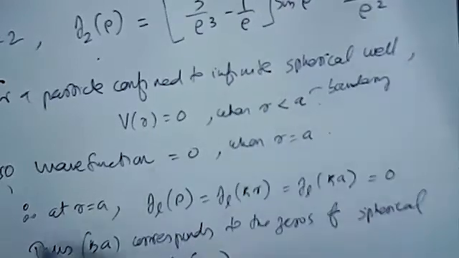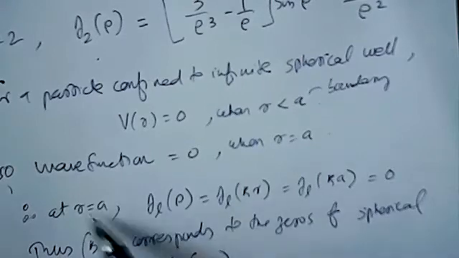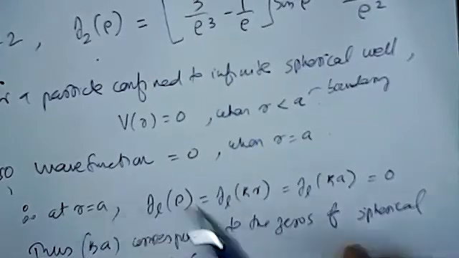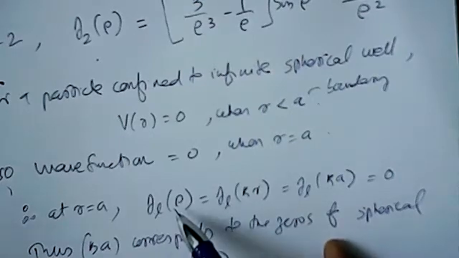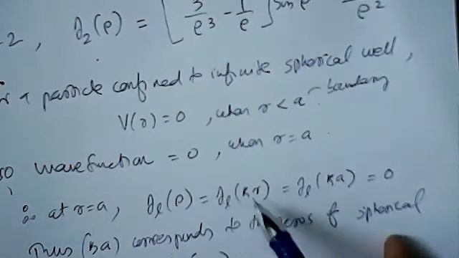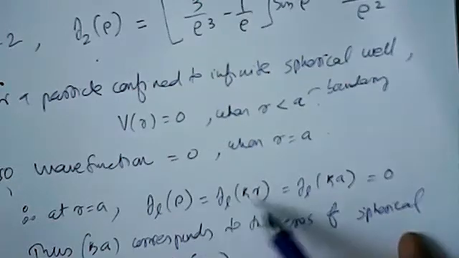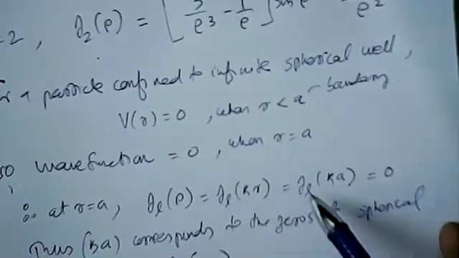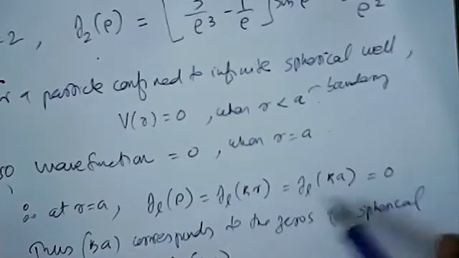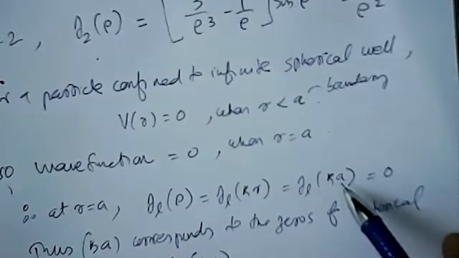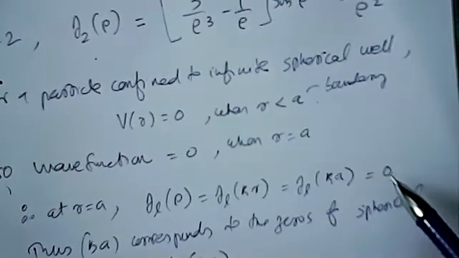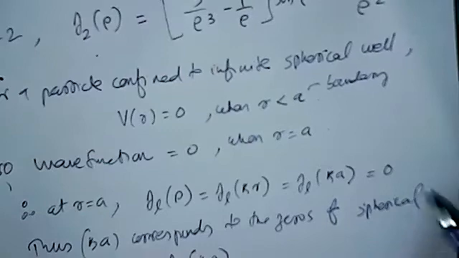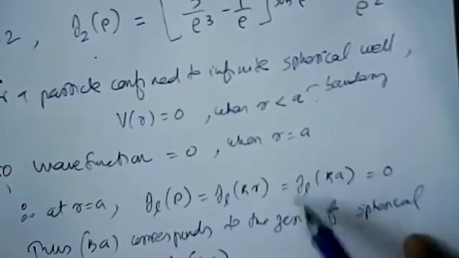Okay, so therefore at r equal to a, at the boundary condition, what is j_l of rho? j_l of rho, you can write as j_l of kr, since rho is k into r. So j_l of k into a. So j_l of ka equals 0, because the wave function vanishes at the boundaries. So this is a particular condition.